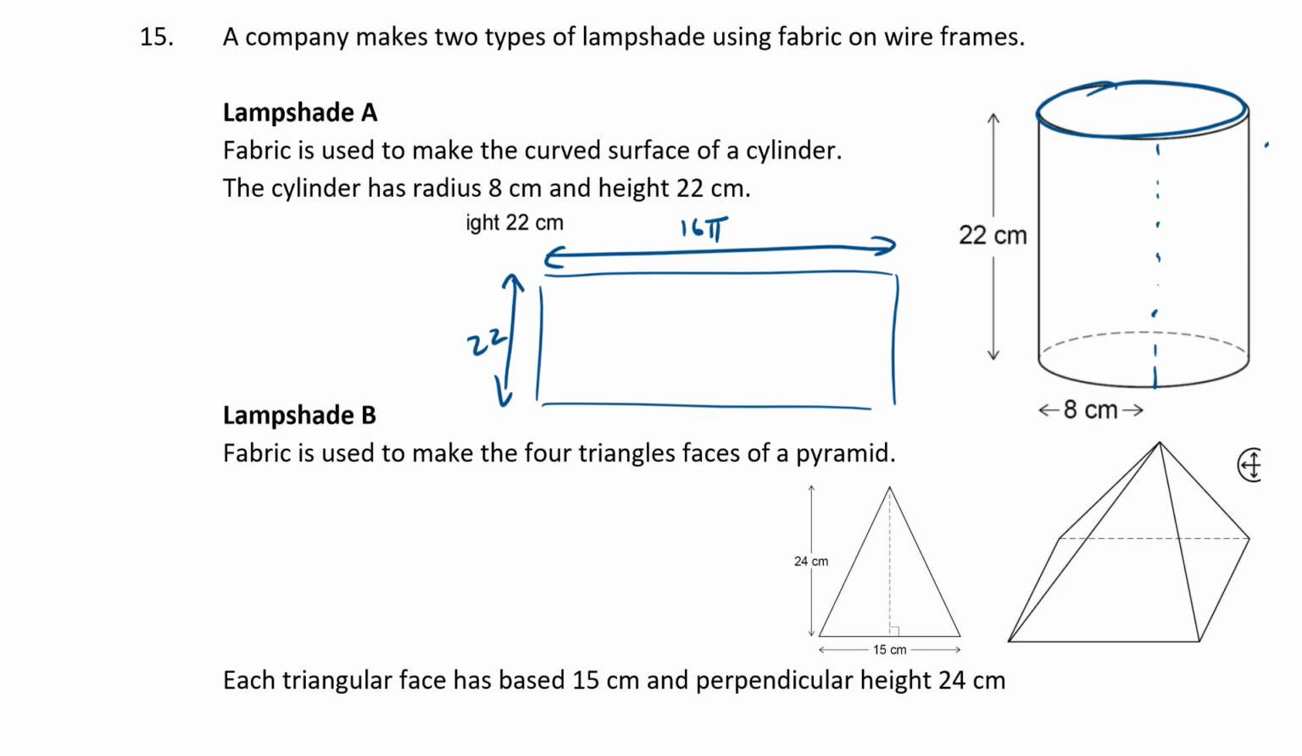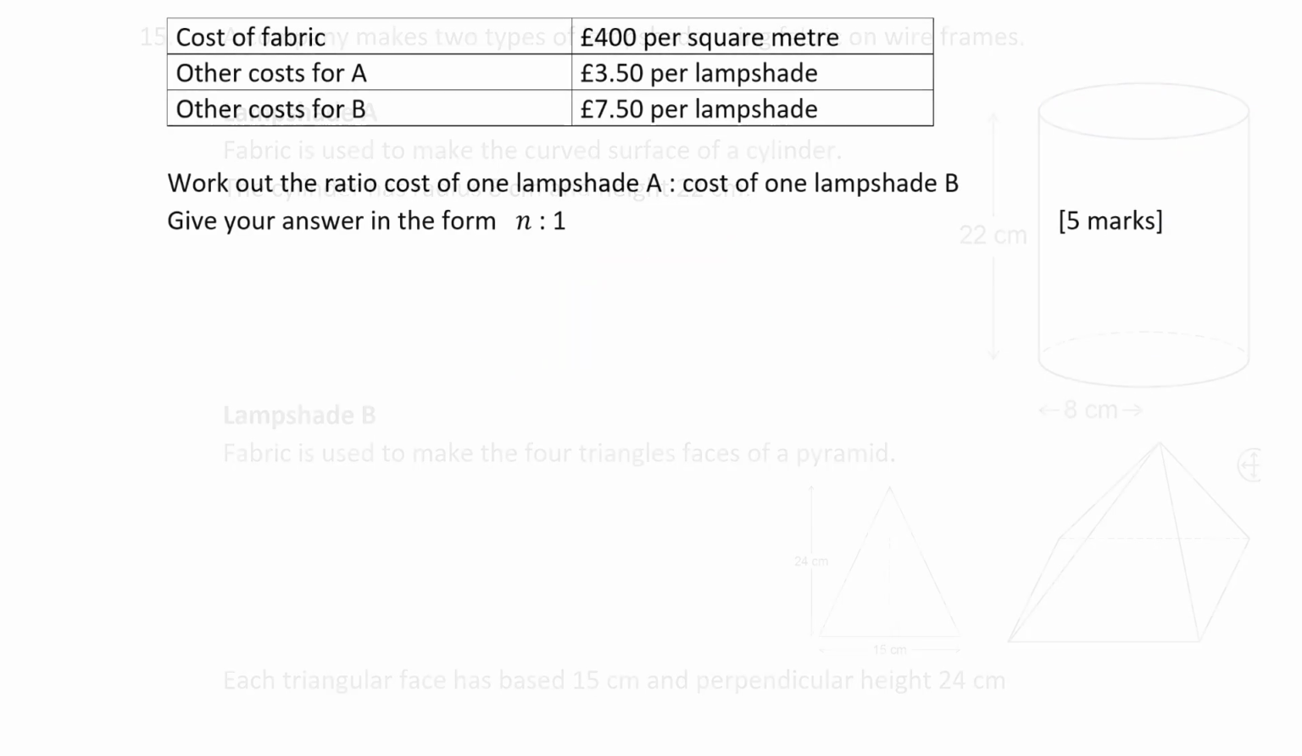So what's that then? 22 times 16 pi. Well, it's 352 pi. Just write that in for now. We need to then multiply it by the cost of the material, don't we? So what does the material cost? The fabric costs £400 per square meter. Okay, what have we got? We've got centimeters here.